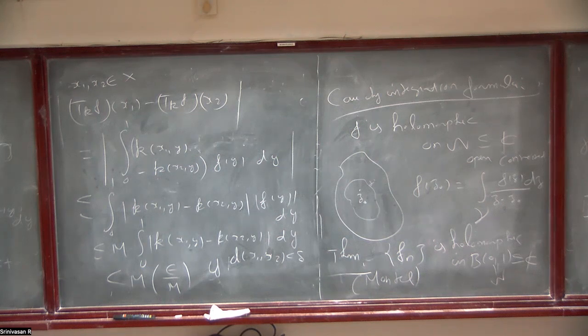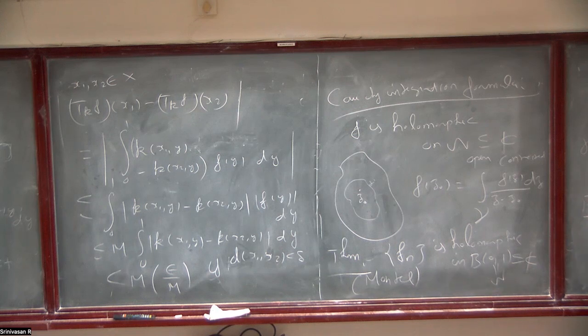Another statement is: if Fn converges to F uniformly on compact subsets in a domain, then the limit is also holomorphic. That is another statement, which I am not going to prove. The only thing is how to apply this Arzela-Ascoli theorem, how to get a subsequence. To prove there is a subsequence, all you have to do is you have this, the big disk.